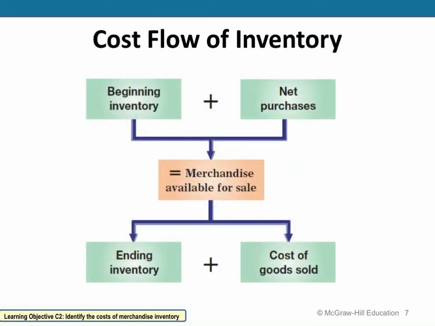And the reason that this is so is because of this cost flow, to where the merchandise that's available for sale has to come from one of 2 places. Either we have it or we go out and get it. Here, having it is looking at our beginning inventory, and getting it is our net purchases, to where we go out and purchase new items to add to the warehouse. And of that merchandise available for sale, it's got to go to one of 2 places. Either we use it or we store it. Here, using it is selling it, going to cost of goods sold. Storing it is going to our ending inventory.